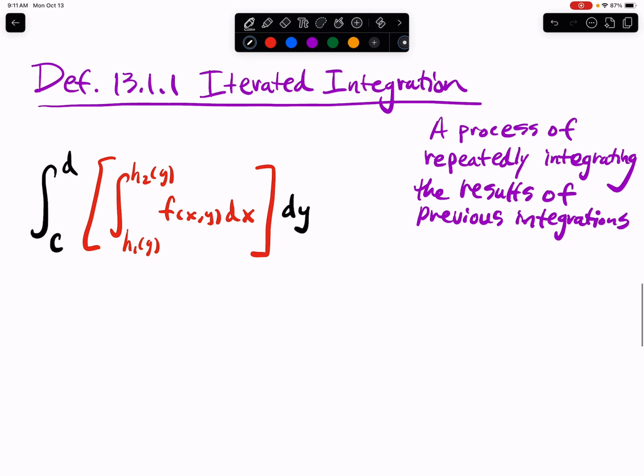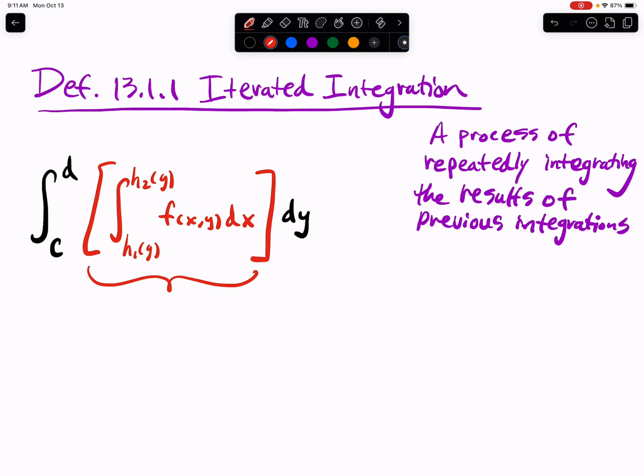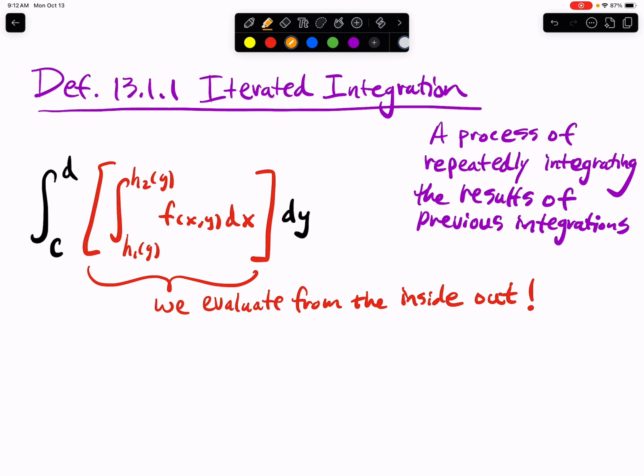So how do we solve iterated integrals? Okay. We evaluate from the inside out. So we work from the inside, and we'll work our way to the outside. So we'll do this inside part first. And then once we get that, then we'll integrate with respect to y on the outside here.